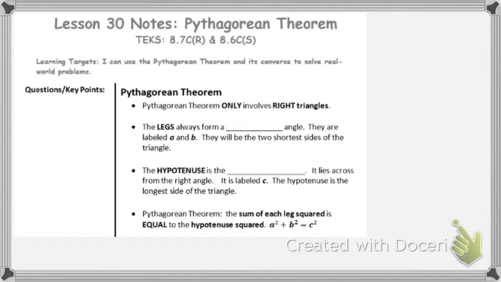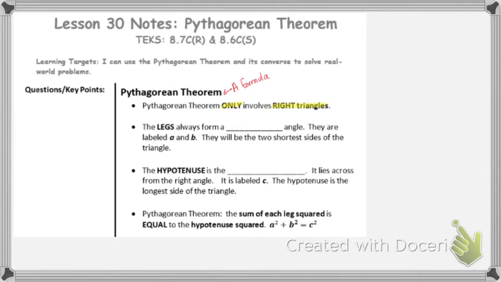The Pythagorean Theorem is basically a formula. Let's go ahead and put that it's a formula, and it helps us to find the missing side lengths of a right triangle. It's only for a right triangle. So you're only going to use the Pythagorean theorem on right triangles.